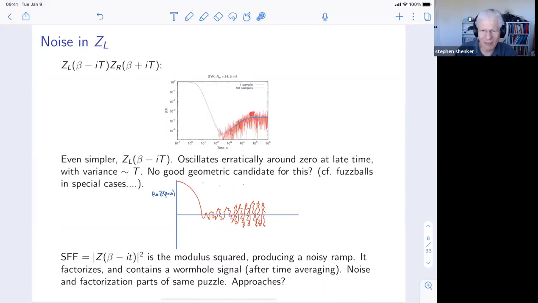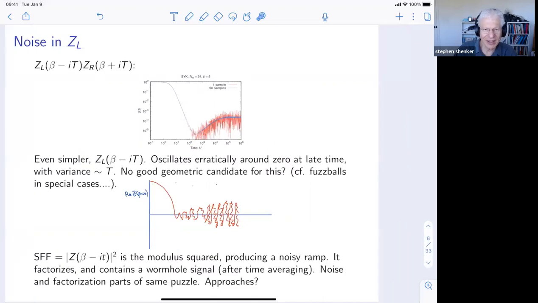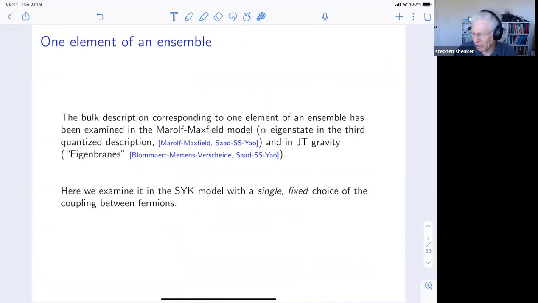And for instance, after you time average to get rid of the noise, there seems to be something like a wormhole signal in a single sample from the ensemble. And again, this noise and the factorization puzzle are part of the same question. So how can we attack it? Well, we can look for the bulk description corresponding to one element of an ensemble. There's a model that Maroff and Maxfield introduced that you can study. These things are called alpha eigenstates in that setup. They looked at how factorization works there.